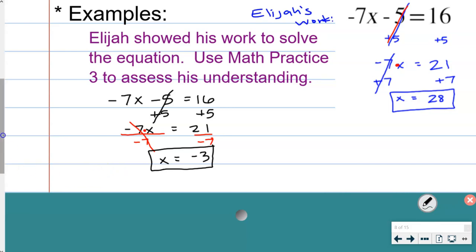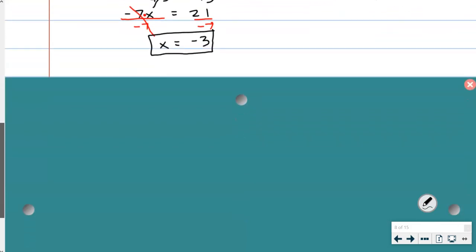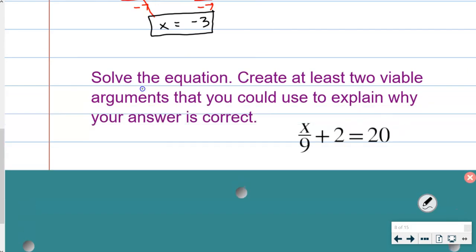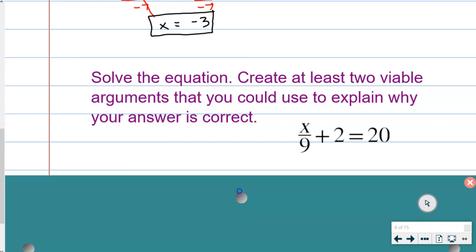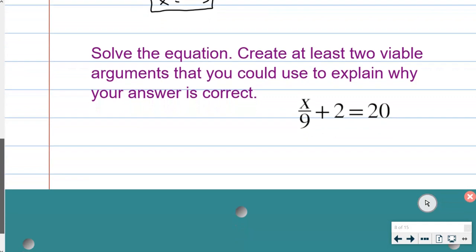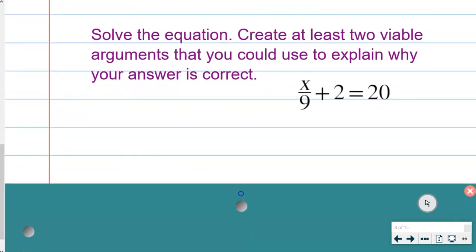Now we have one more example. Again, this is going to test out your solving equation skills. This time I say solve the equation. You don't need to write any of the purple stuff, right? Just write down the equation. But as you solve the equation, I need you to create or construct at least 2 viable arguments that you can use to explain why your answer is correct.